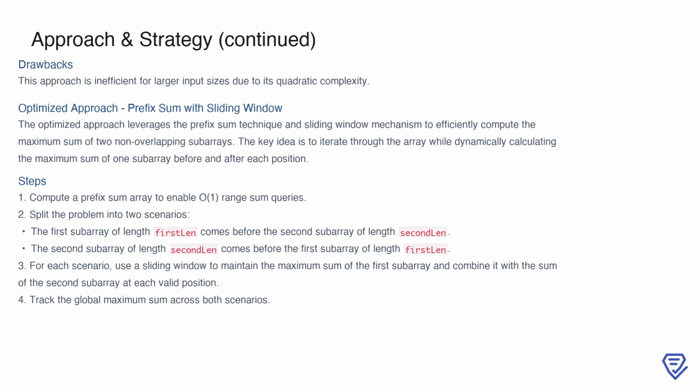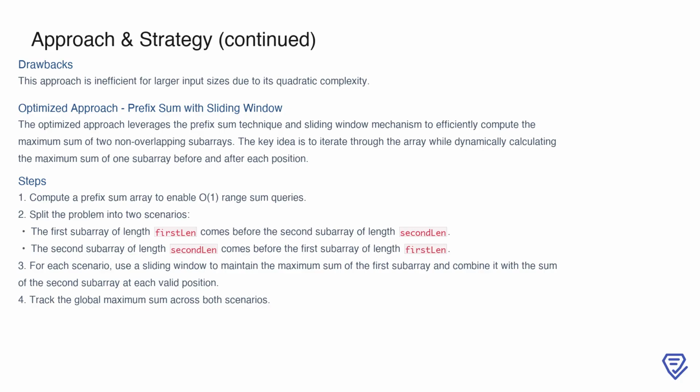The inefficiency of the brute force approach led us to consider an optimized solution, which combines the prefix sum technique with a sliding window mechanism. This method is designed to maximize efficiency while ensuring the subarrays remain non-overlapping. The key idea is to use a prefix sum array to precompute cumulative sums, allowing us to calculate the sum of any subarray in constant time.